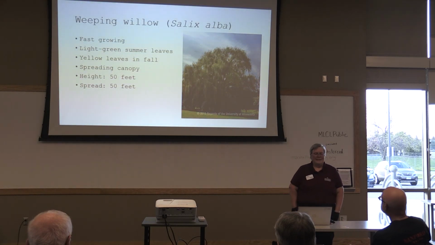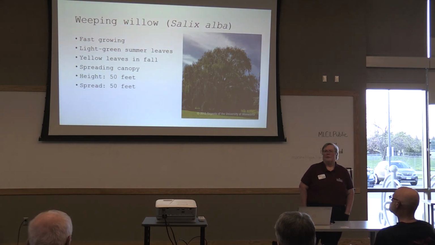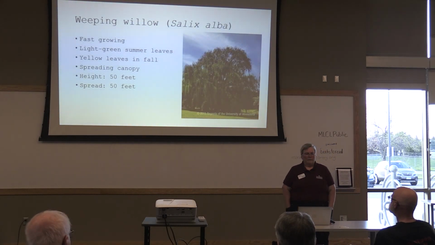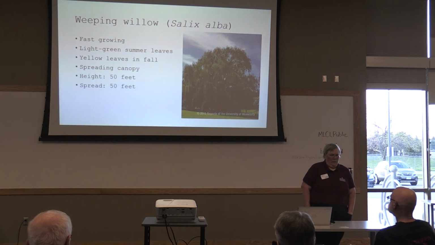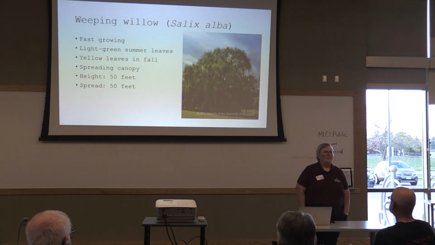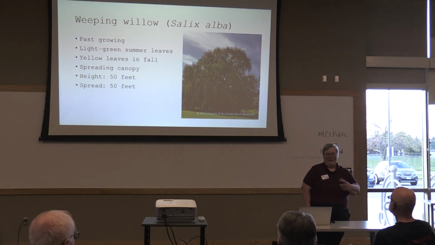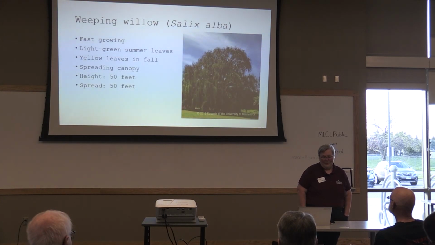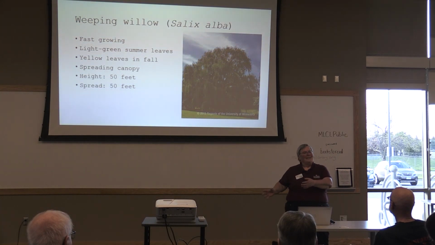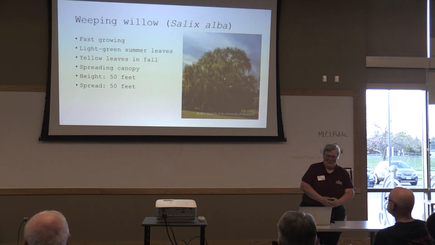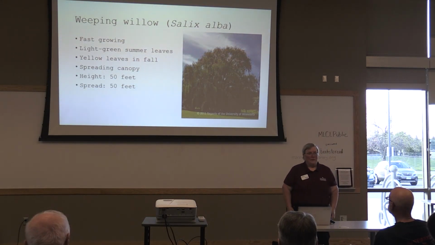Weeping willow, Salix alba. It's very fast growing. If you need a fast growing shade tree, this is a really good one. Light green leaves in the summer, yellow leaves in the fall. One of its drawbacks in my mind is that they rain down branches all year round. We had one of these in the yard I grew up in, and we would dump all the rakings of the leaves behind the garage. They all sprouted. So be aware of that if you have one. But they are a really nice tree. It is a fast growing tree, about 50 feet wide, 50 feet high.